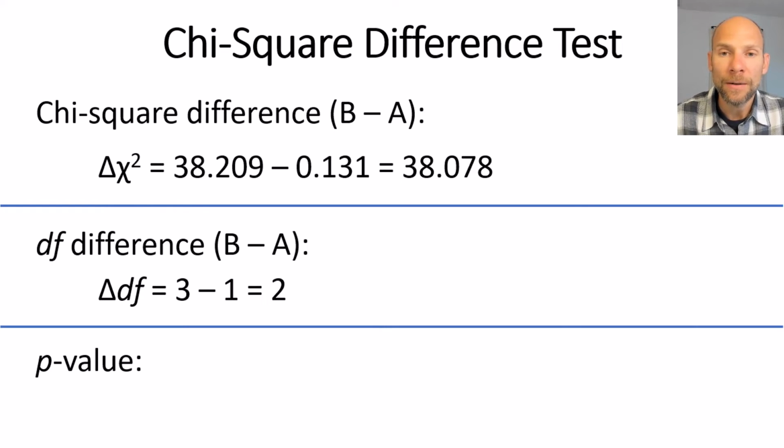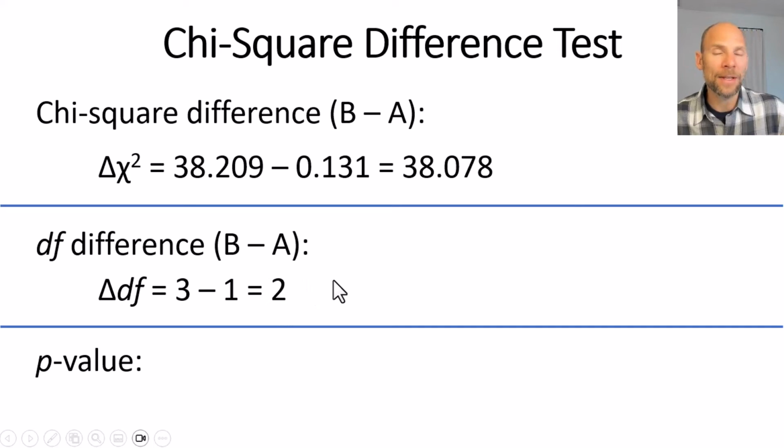And then we look up the p-value for the difference. So we figure out what is the p-value for a chi-square value of 38.078 with 2 degrees of freedom. Now, how do you do that? That is something that many people find difficult to figure out. There are different ways that make it easy.